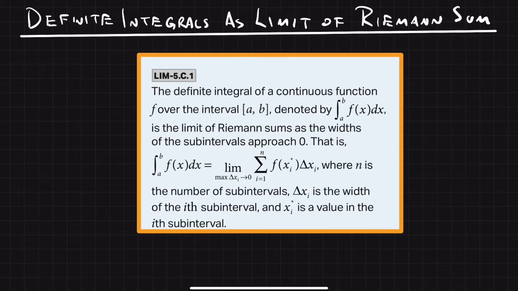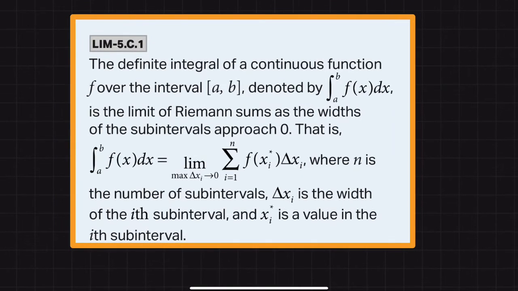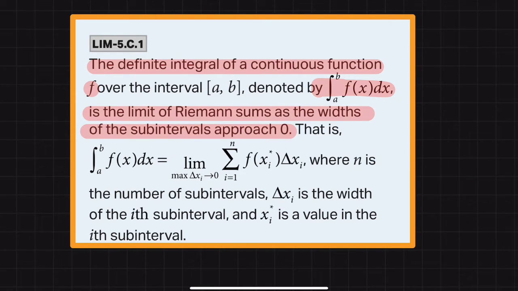Okay, in this video we'll look at definite integrals as the limit of a Riemann sum. Here's the AP standard for today. The definite integral of a continuous function f over the interval from a to b, denoted by that, is the limit of a Riemann sum as the widths of the subintervals approach 0.